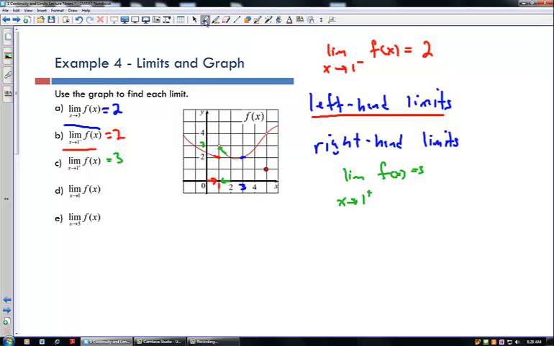What that means is if you look at the limit as you go to 1, because these are two different values, we say that this limit does not exist. So we usually write DNE for this, which means does not exist.